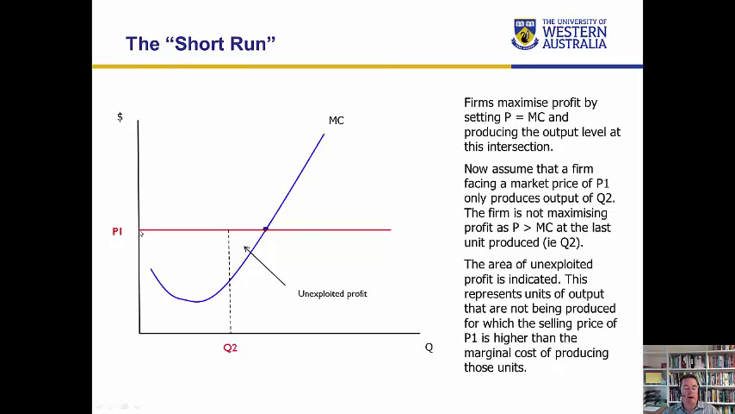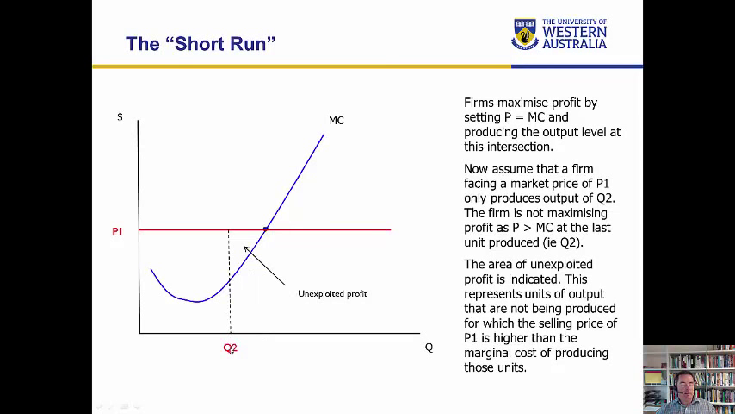If the price is P1, how much are you going to produce to maximize your profits? Well, the amount you should be producing to maximize your profits is at the intersection point between the price P1 and the MC curve. So if we take a line down there, that is the profit maximizing level of output.